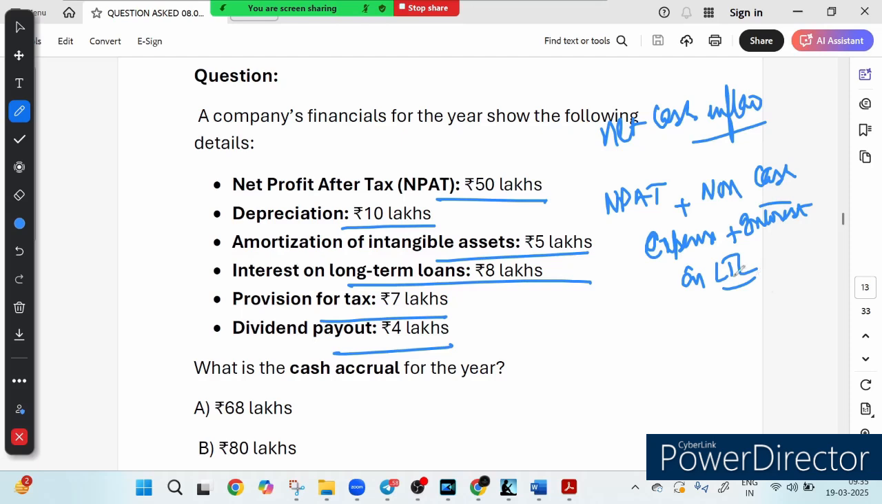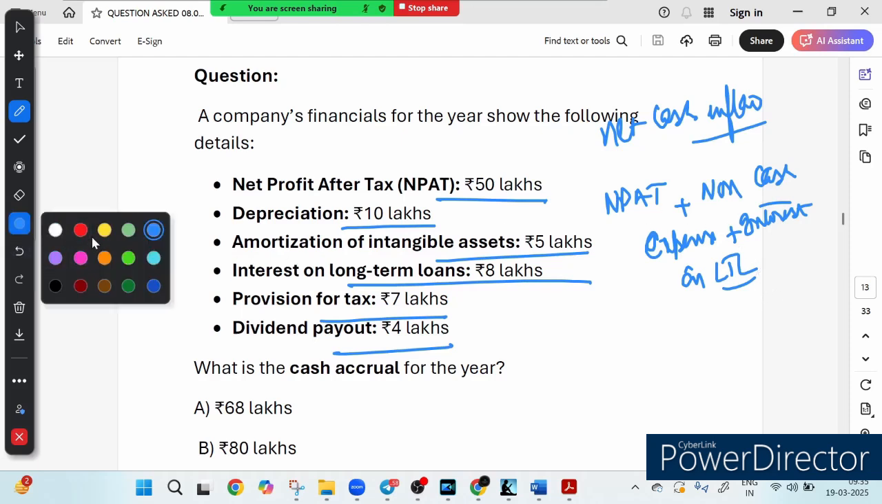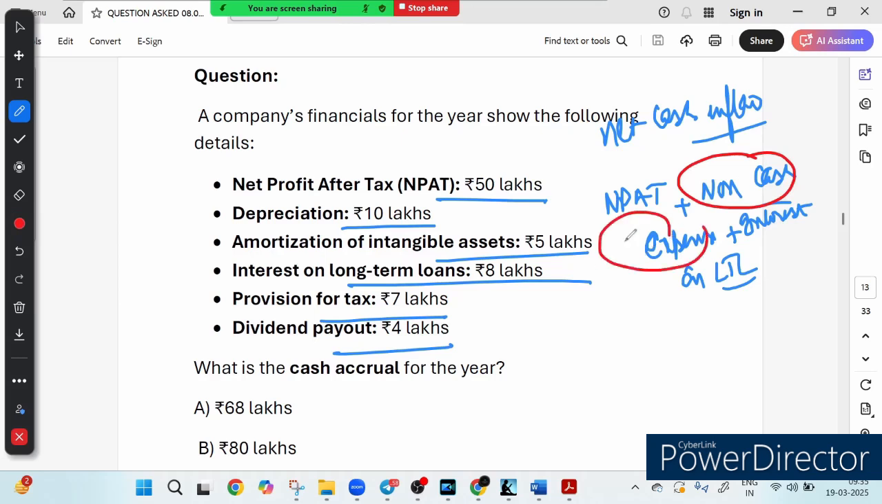Now here you will see a term called non-cash expense. What is the meaning of non-cash expense? Non-cash expense includes depreciation. Depreciation is a kind of non-cash expense. Why? Because it reduces the profit on paper but does not involve actual cash outflow. Does depreciation involve actual cash outflow? No, but it reduces the profit on paper. Another kind of non-cash expense is called amortization. What is amortization? Same as depreciation, but for intangible assets like patent or trademark.